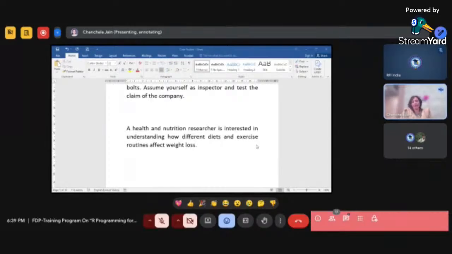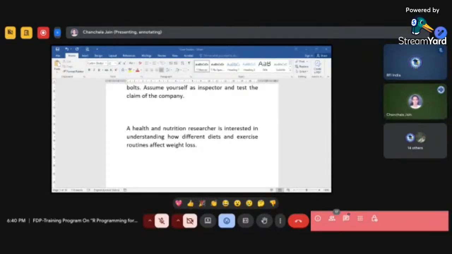Suppose this is a problem, right? We can see firstly the weight loss will be the numeric variable, right? Yes, ma'am. Then we are talking about the remaining two variables, that is different diets, which type of diet a person is taking, and the exercise routine. What is the routine of the exercise? So in this case, these remaining two variables are categorical, right? Fine. Yes, ma'am. Now, two categorical and one numeric.